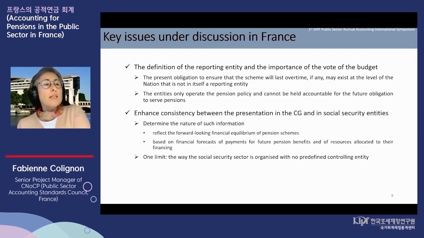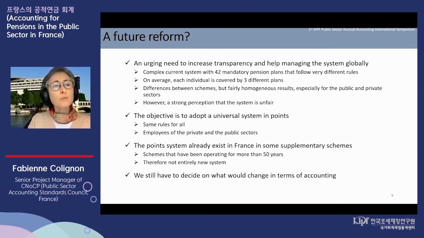The next point is to enhance consistency between the presentation in the central government and in social security entities, because in the central government, we have those notes in the financial statements, but we don't have forward-looking information in social security entities. So we need to determine the nature of such information to reflect the forward-looking financial equilibrium of pension schemes, based on the financial forecast of payments for future pension benefits and of resources allocated to their financing. And again, one limit is the way the social security sector is organized, with no predefined controlling entity. So again, the way it is organized.